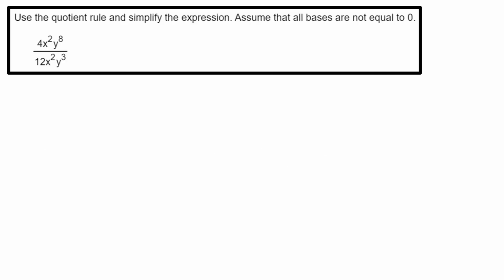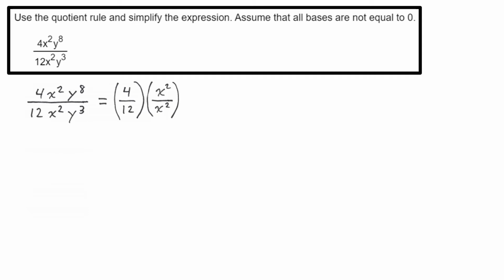Use the quotient rule and simplify the expression. Assume that all bases are not equal to 0. To begin with, we can break this fraction up into separate fractions. The numerical part is 4/12, which is multiplied by the x squared over the x squared.